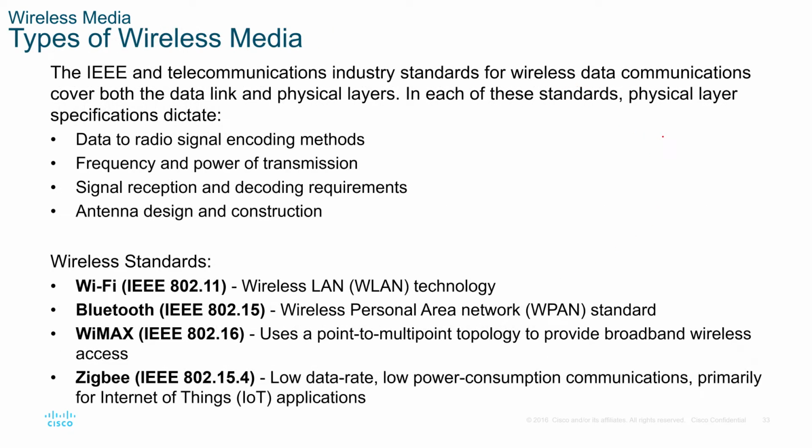The IEEE and telecommunications industry standards for wireless data communications cover both the data link and the physical. And in each of these standards, physical specifications dictate the data to radio signal encoding methods, the frequency and power of transmission. We are putting something out that could damage people. It's like a microwave oven without the walls. So the amount of power I can transmit is strictly regulated.